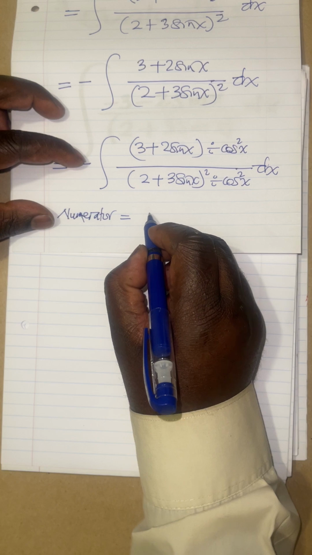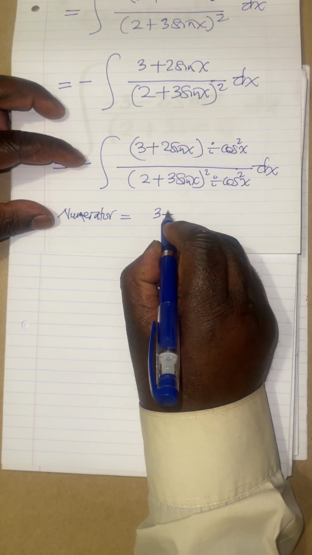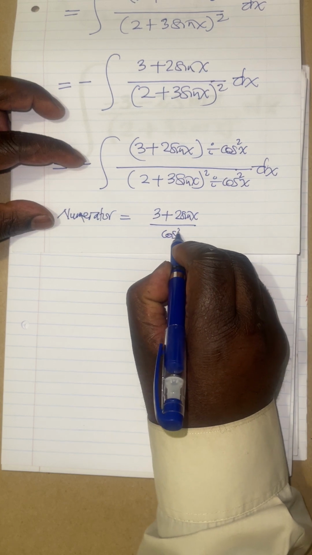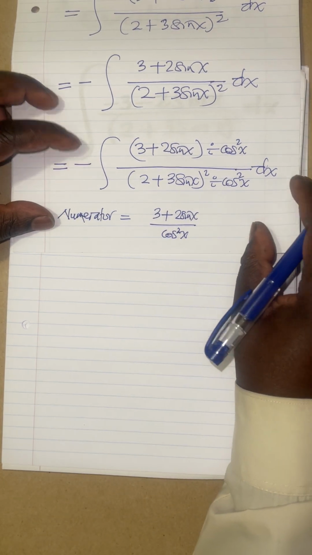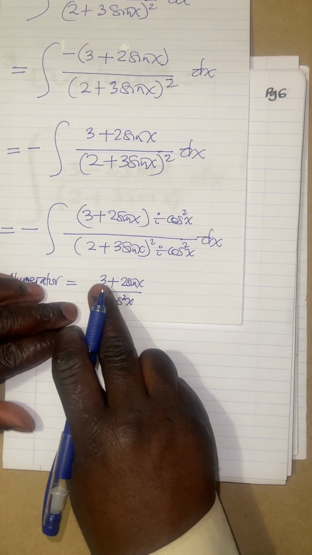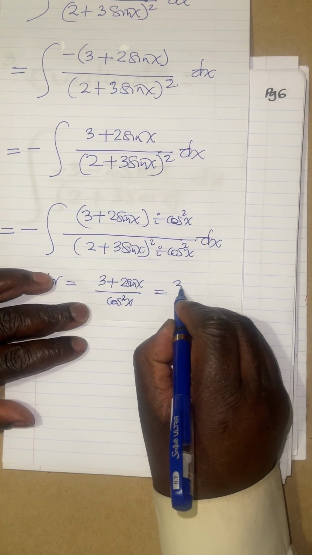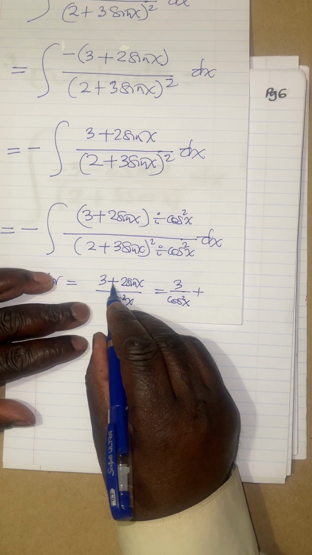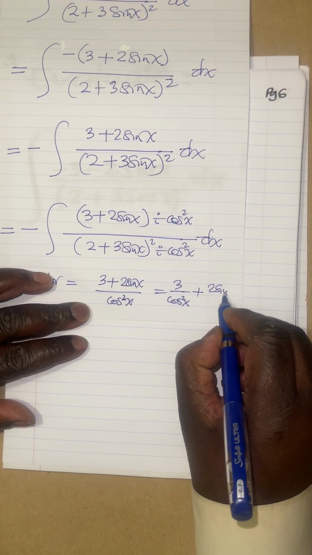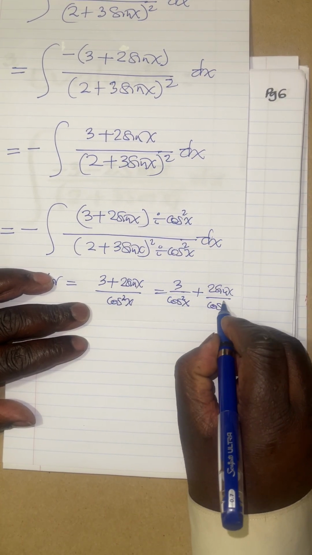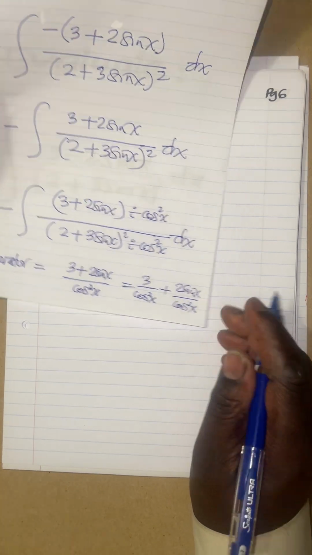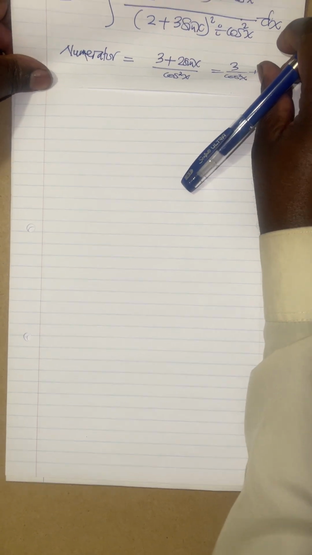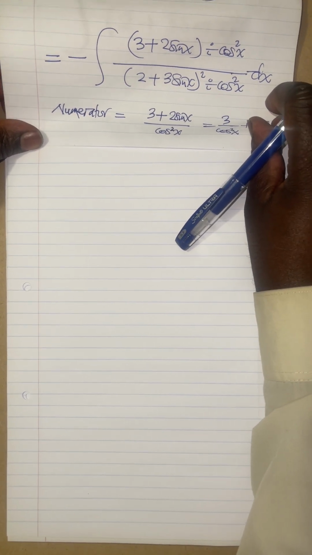The numerator is 3 plus 2 sine x all over cos squared x. This simplifies to, if you check term-wise division, 3 over cos squared x plus 2 sine x over cos squared x. What does that simplify to? Let's come to page number 6.